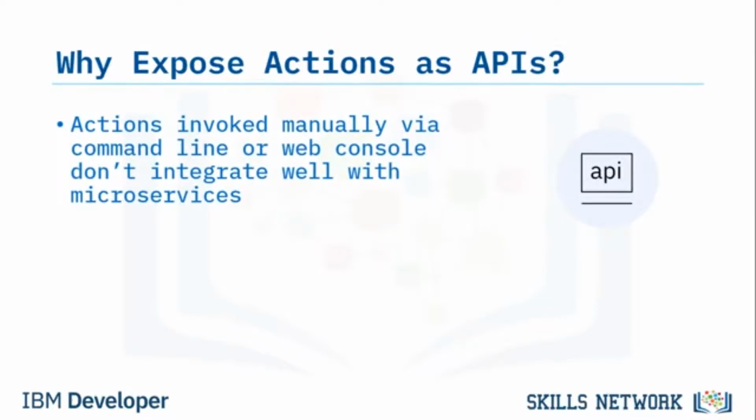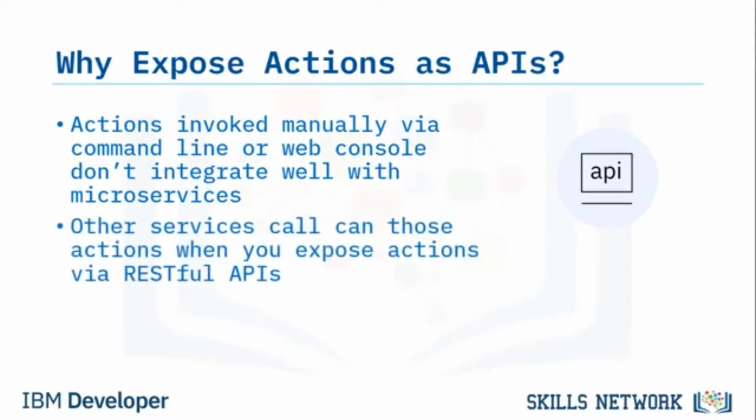Initially, an action is only usable from the command line interface using the invoke command or the web console. Web apps can't easily invoke actions using these two methods. For a web app to call the action directly, you must expose the action as a web action via a RESTful API so that other services can call those actions.